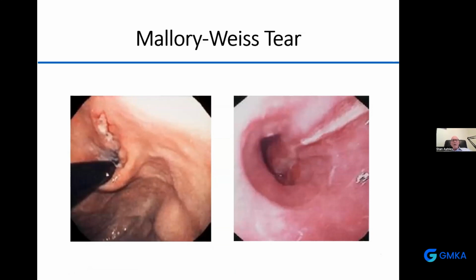We'll talk about ulcers in a second. Just a couple other things. This is a Mallory-Weiss tear, usually on the lesser curvature, associated with vomiting. Both forms of treatment work well under those circumstances.